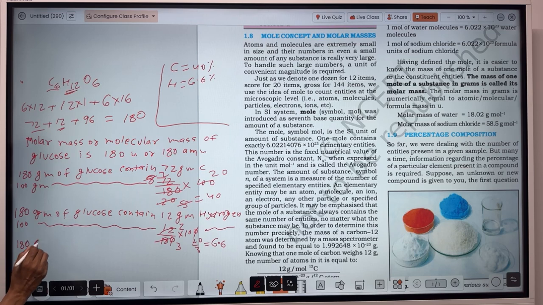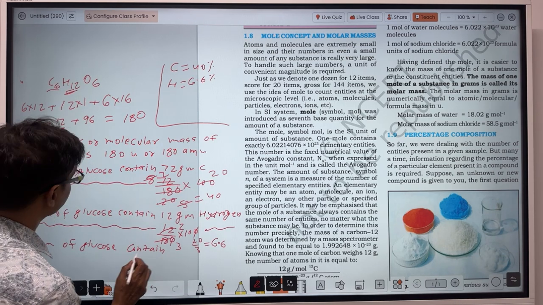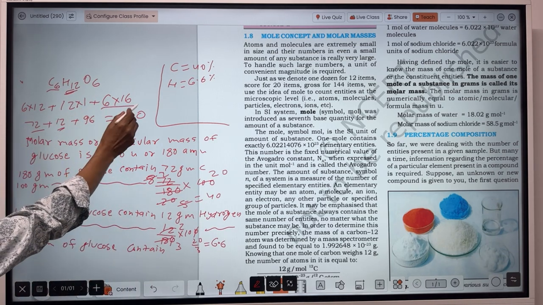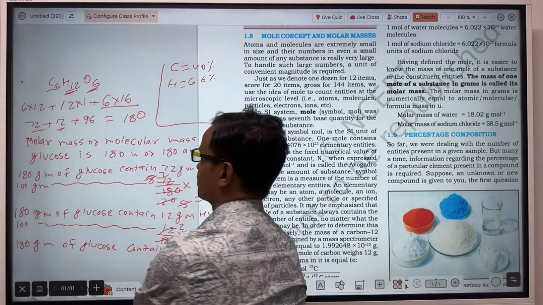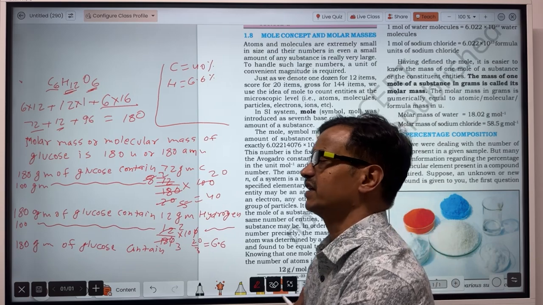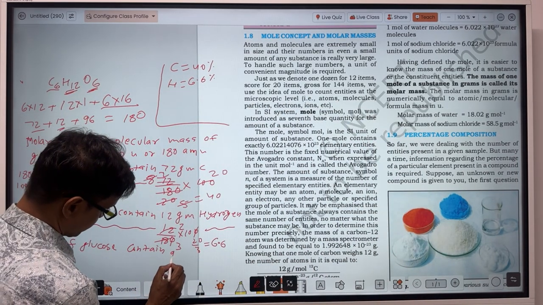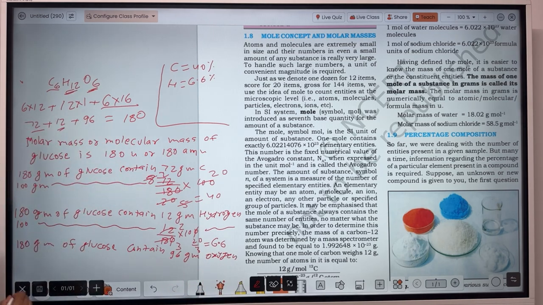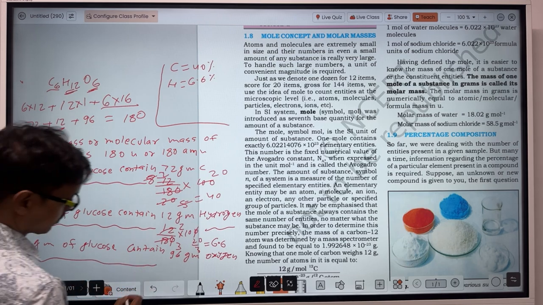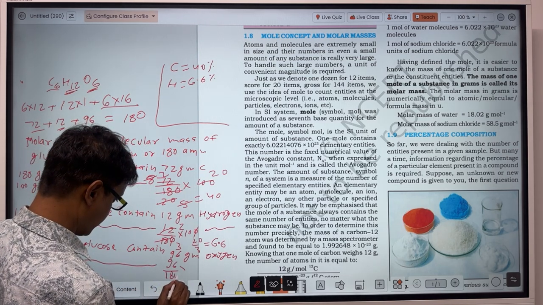Now let's see about the oxygen. So same, 180 gram of glucose contains how much oxygen? Oxygen here is 6 oxygen and the atomic weight of oxygen is 16. So 6 into 16, that is 96. So it contains 96 gram oxygen. So 100 gram will contain how much? 96 upon 180 into 100.